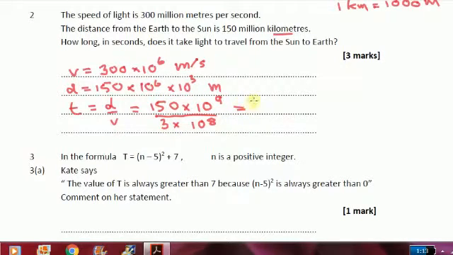3 into 150 is 50. And 10 to the 8 into 10 to the 9, you subtract the powers, you get 10 to the power 1, or 500. And because we're working in meters per second and meters, this time is in seconds, which is what we were asked to find, so that's the answer.